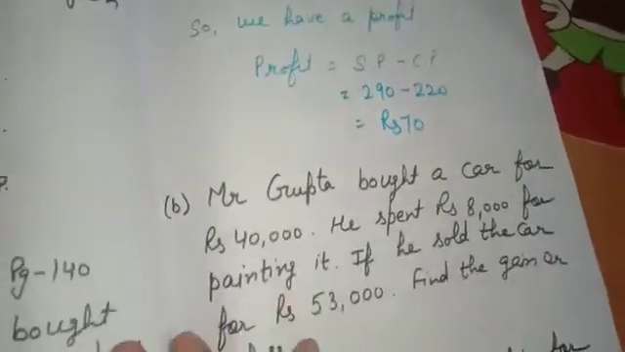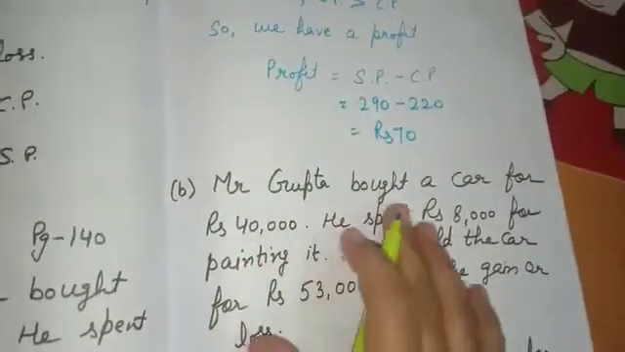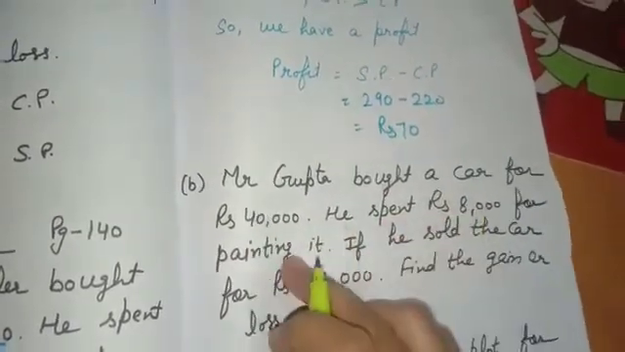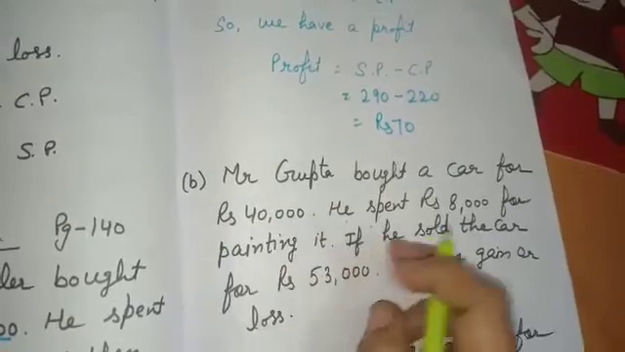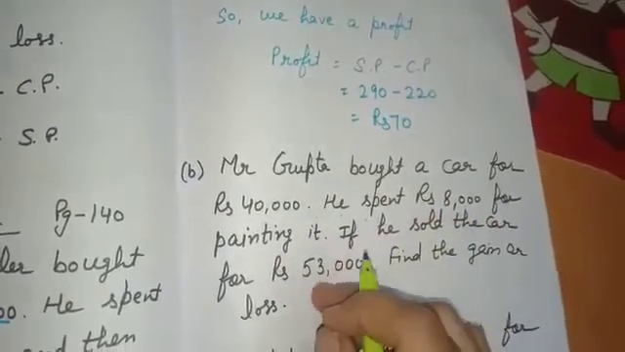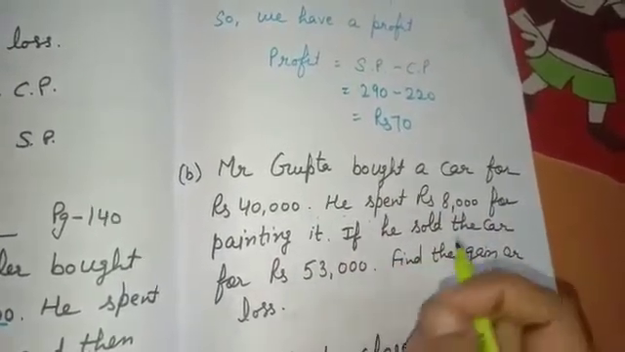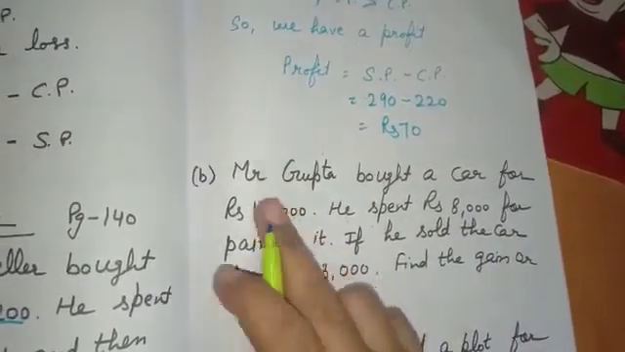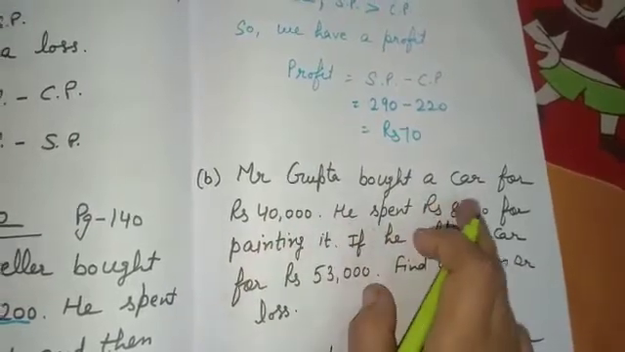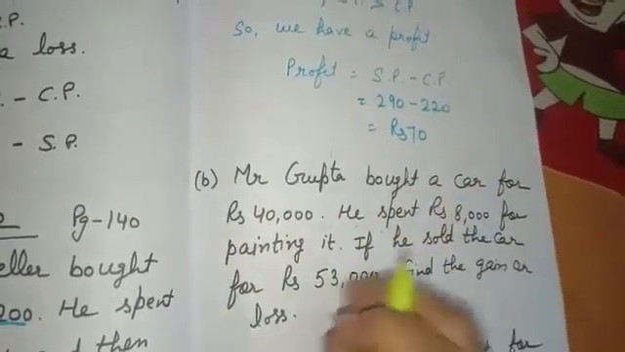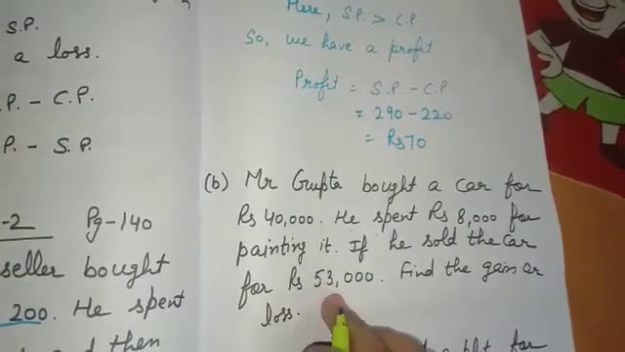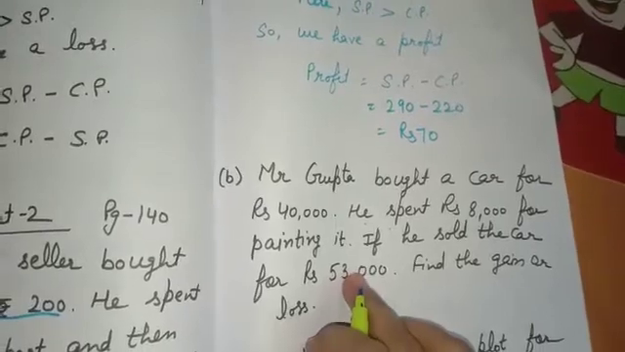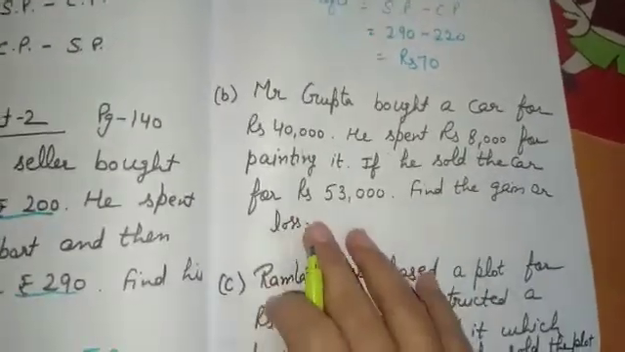Okay, the next is B part. Mr. Gupta bought a car for rupees 40,000. He spent rupees 8,000 for painting it. If he sold the car for rupees 53,000, find the gain or loss. Okay, so firstly cost price, then painting charges, and then find the total cost price, then compare it with selling price. Okay, so this question you will do on your own. Come to the next part.